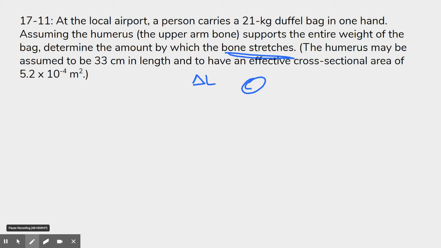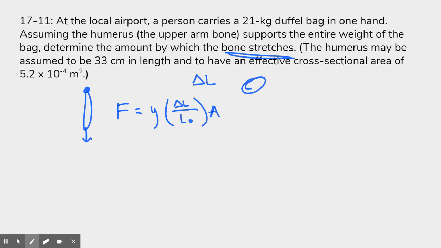If we're looking for delta L and we know there's some kind of stretching going on, there's a couple of formulas we could choose from. But since we have a bone, here's my bone. It's a terrible bone. The stretching is coming only from one end. That means we need to choose the equation that involves stretching from only one end, which is the force is equal to Y, Young's modulus, times the change in length over the original length, multiplied by the area.